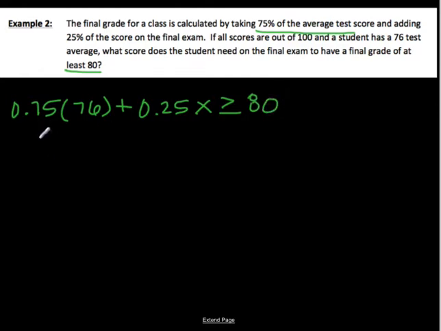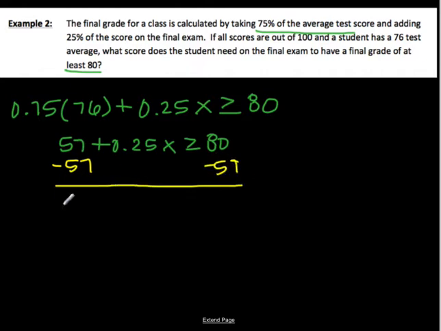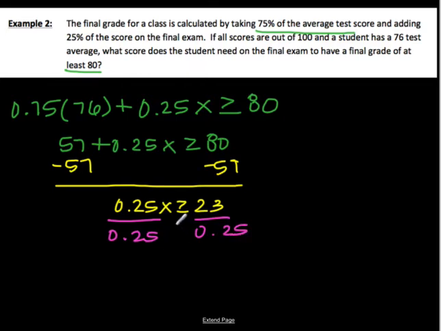Then I would solve. On my calculator, you take 0.75 times 76. That's going to give you 57 plus 0.25x, which is going to be greater than or equal to 80. My next step would be to subtract 57 from both sides. So I'm left with 0.25x is greater than or equal to 80 minus 57, which is 23. Now my last step is to divide by 0.25 on both sides. I'm dividing by a positive, so I don't need to flip my sign.